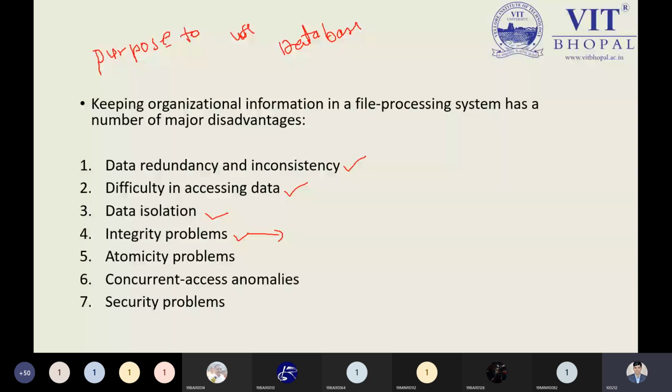Now tell me, any doubt over here? This integrity problem we can say is a check, or we will see the validation. Okay, so this is the validation. Now tell me, atomicity problem. Yes, student, please tell me, what is the atomicity problem?